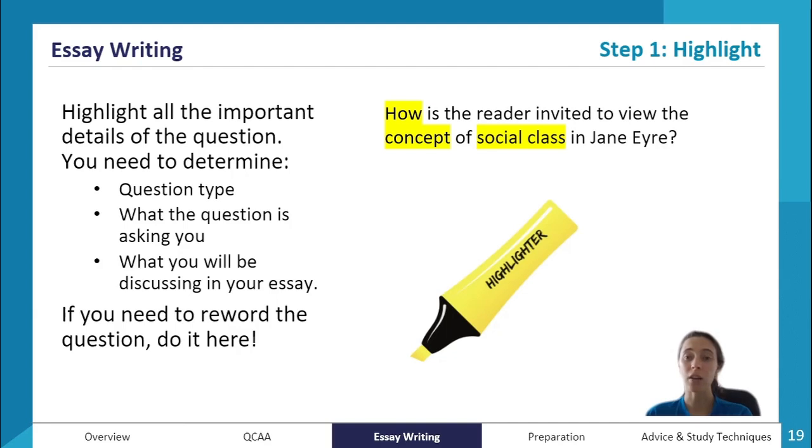So instead of "analyze the concept of social class in Jane Eyre," you could transform it into "how is the reader invited to view this concept," or some equivalent of that. Usually you can change those analyze kind of questions into how or what questions. That can be really helpful for some students to actually understand what they need to be answering, what they're actually responding to as well.